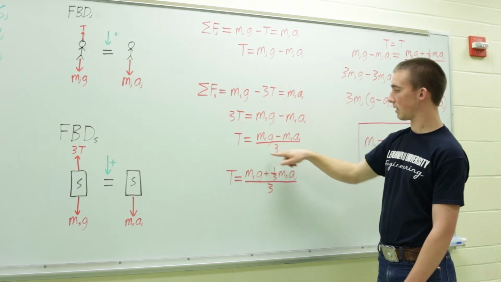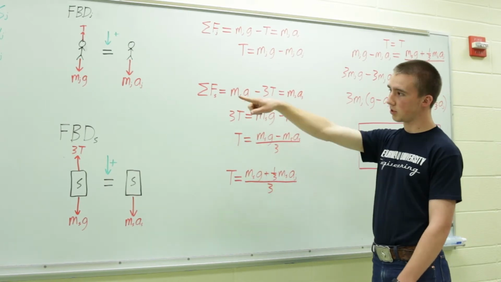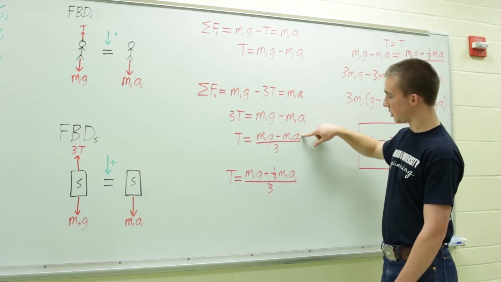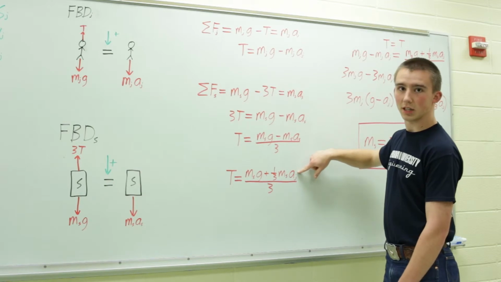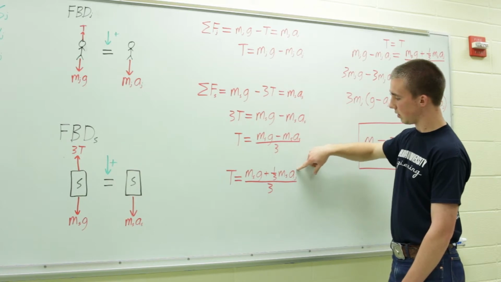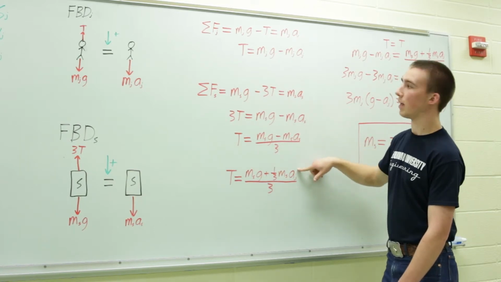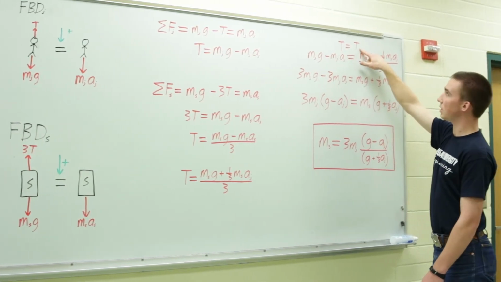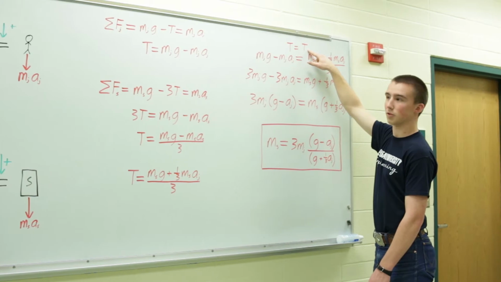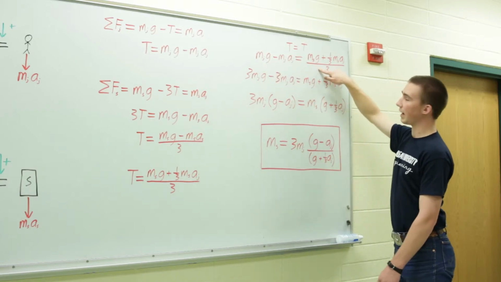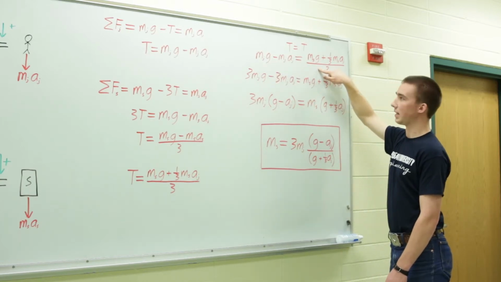I get a value for tension by dividing by 3, and then I substitute in our value for the acceleration of the statue in terms of the acceleration of Indiana Jones. So I replaced this AS with negative 1/3 AJ. Then I come over here and I set these two different T's equal to each other because the tension in the cord is constant throughout. So on the left side I have the tension due to Indiana Jones, and then on the right side I have the tension from the statue.